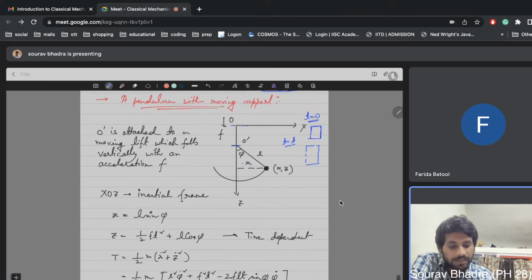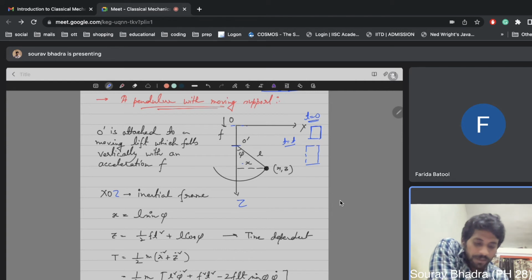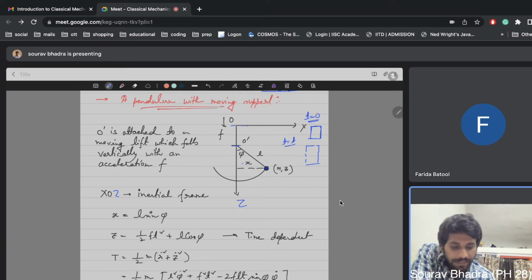Now the capital X, O, Z, this capital Z is our inertial frame. Now x, z is the position of the bob of the pendulum. Now this x can be written in terms of L, which is the length of the pendulum. It is given that the length is L, and x equals L sin phi. It is very clear from the figure. Now coming to the z.